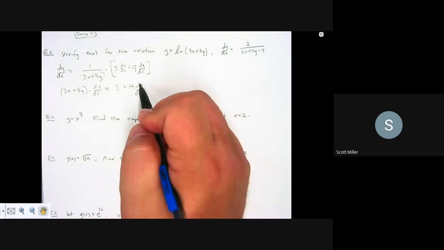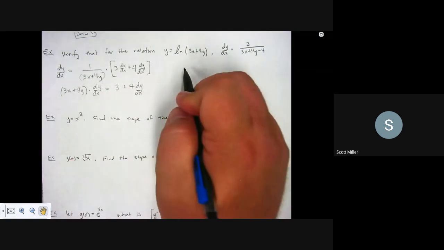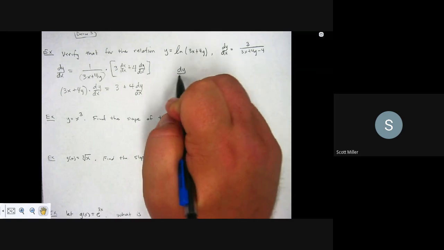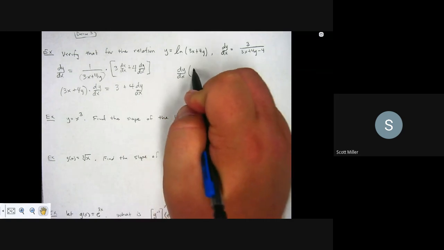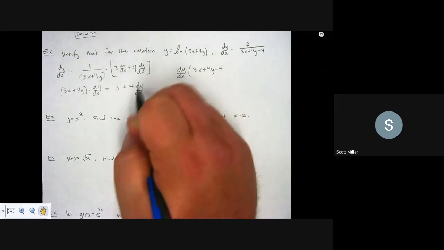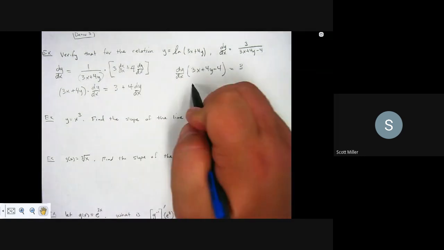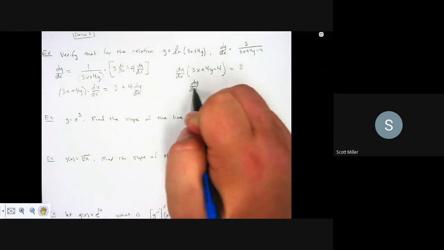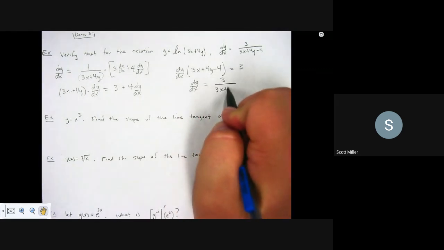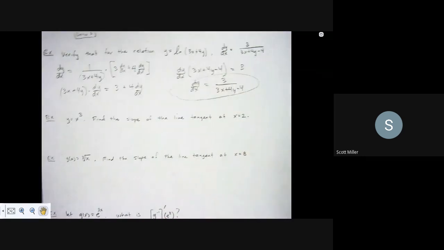So this has a dy, these have dy/dx's. I'm going to move that over there. And now I factor out the dy/dx: dy/dx times 3x plus 4y minus the 4 I just brought over, and that's equal to 3. So solving for dy/dx by dividing by that quantity, I'm going to get 3 over 3x plus 4y minus 4. Confirming what they said it was.